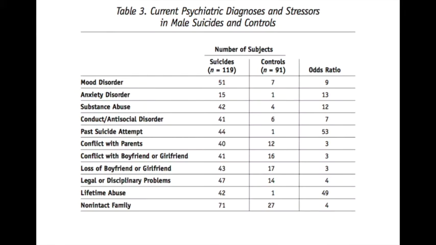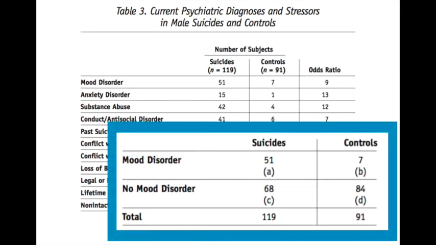Table 3 indicates that 51 of the 119 males who committed suicide had a mood disorder at the time they committed suicide, whereas 7 of the 91 male controls had a mood disorder. With this information, it is possible to construct a 2x2 table. This table is how we came up with an OR of 9.